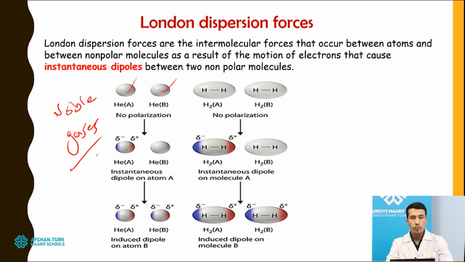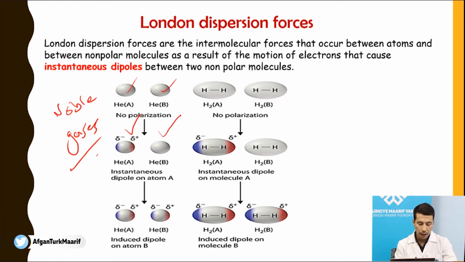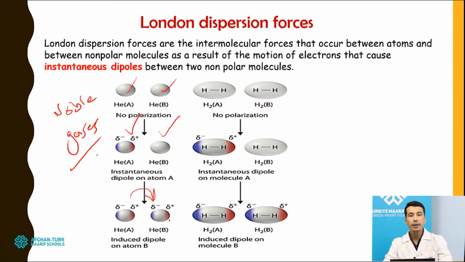Okay, an instantaneous dipole will be formed for a very short period of time. In this case, one instantaneous dipole is formed in atom A, and the same thing happens with atom B. The partially positive charge of one instantaneous dipole attracts the partially negative charge of the instantaneous dipole of the other atom. That's how this attraction occurs, and it will be for a very short period of time, and again it will disappear.